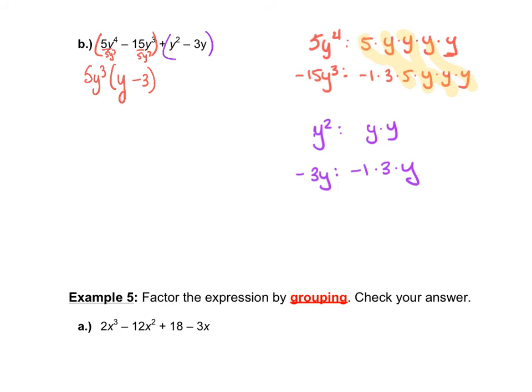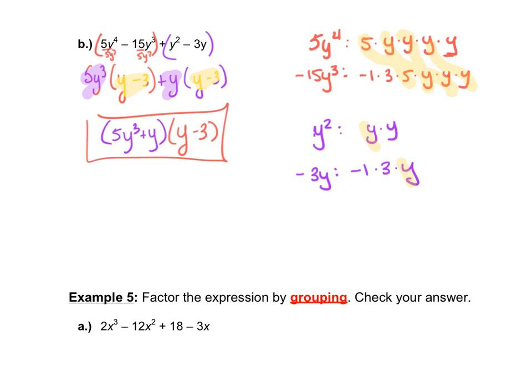Now for the purple, the GCF of what I have here is a y. So I'm going to take out a y. So plus y. And what's left is y minus 3. So again, I'm seeing that I have my twins right there. My GCFs are right here. So the GCFs go in one group, 5y to the third plus y. And then the next would have been the twins, y minus 3. That's my answer.